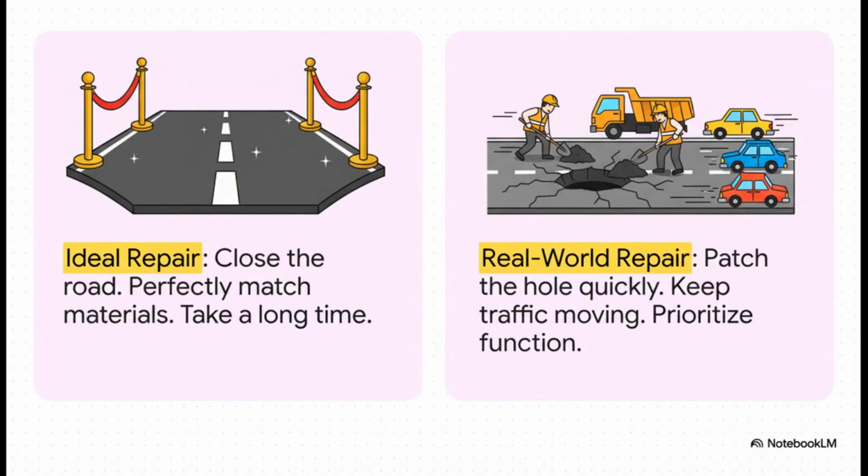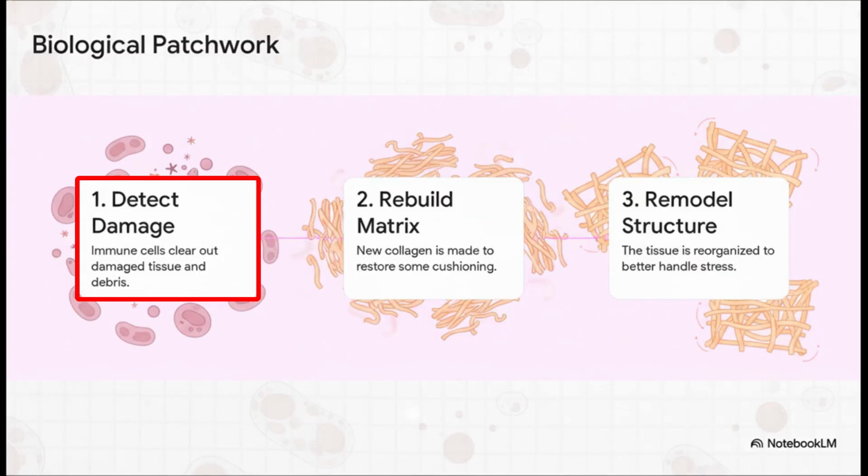A pothole shows up. What do they do? Do they shut down all the lanes for weeks to find the absolute perfect shade of asphalt? Of course not. They get out there, they patch the hole as fast as they can, and they keep the traffic moving, because function always comes first. And this is exactly how that biological road crew works. It's all about speed and efficiency, not perfection.